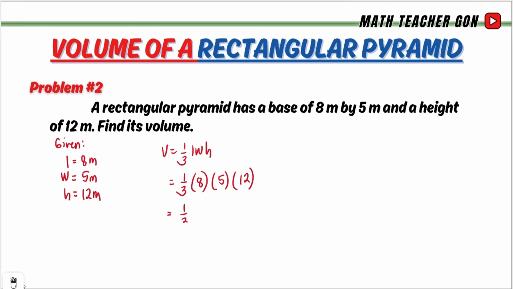So we have here 1/3. Let us multiply 8 times 5 times 12. That is 480. And what is 480 divided by 3? That is 160 cubic meters. So this is our volume.